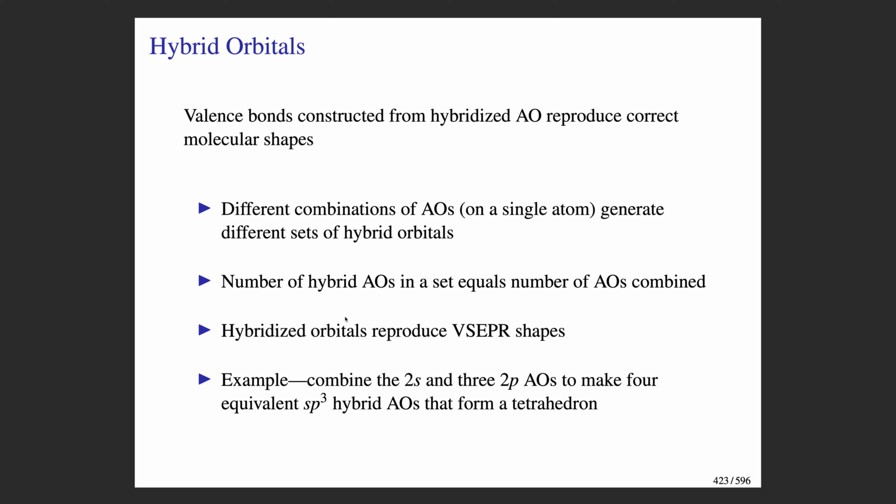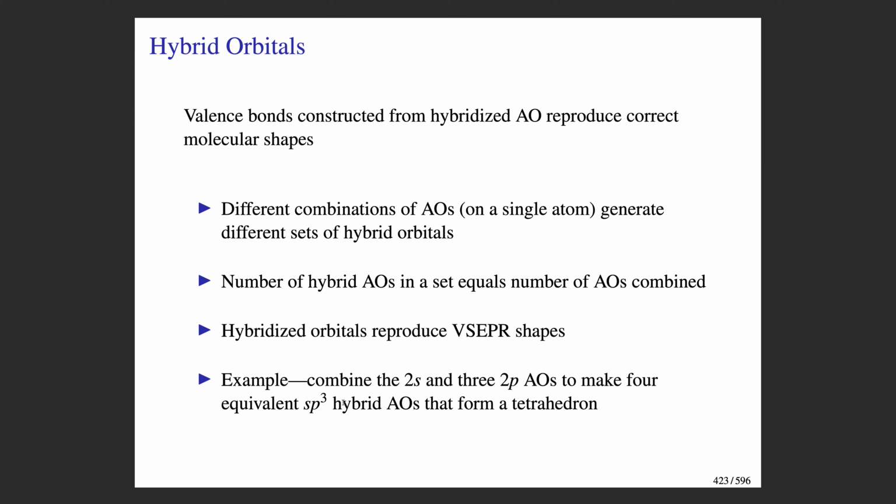One example at the bottom, and we'll look at some graphics related to this as well. If you combine the 2s orbital on carbon and the three 2p orbitals on carbon, that is going to allow you to construct 4 new equivalent hybrid atomic orbitals. So I'm combining 4 atomic orbitals that we've already looked at, the 2s and the three 2p's. I'm going to combine those waves. Those 4 waves are going to be combined to make 4 new waves, and they're all going to be equivalent to one another.